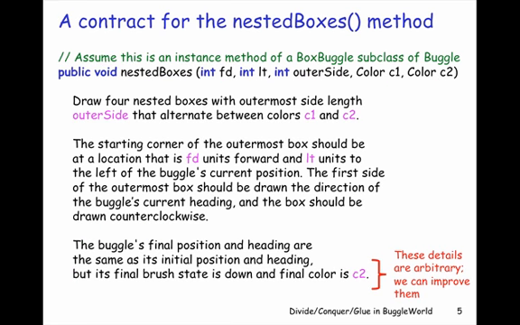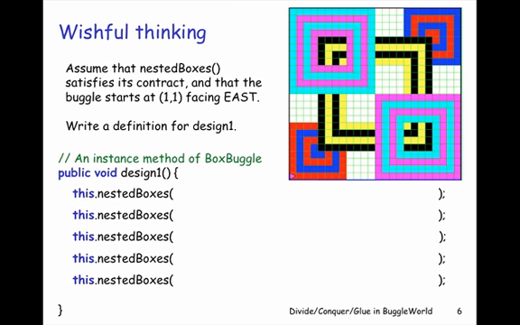Now we haven't written anything yet, right? We're just imagining that nested boxes exist because, by wishful thinking, it's a useful thing to have. And now we're going to do some nice problem solving here, where assuming that this nested boxes method exists, even though we haven't defined it yet, let's go off and completely design a solution to this design one here using only 5 calls to nested boxes.